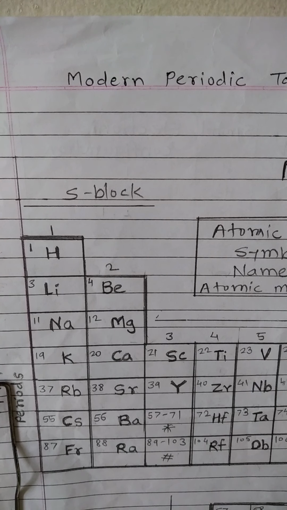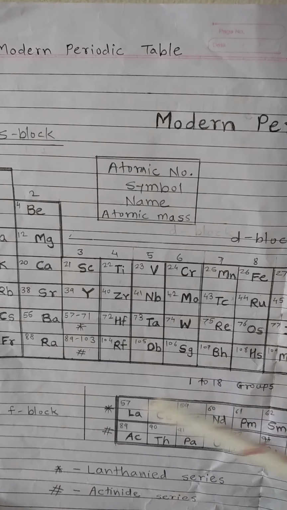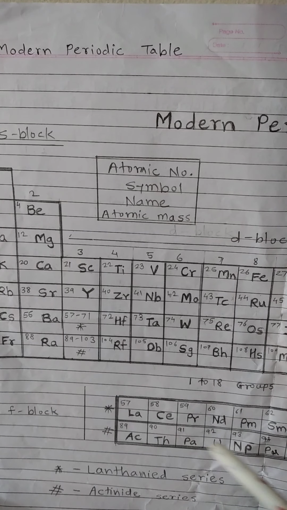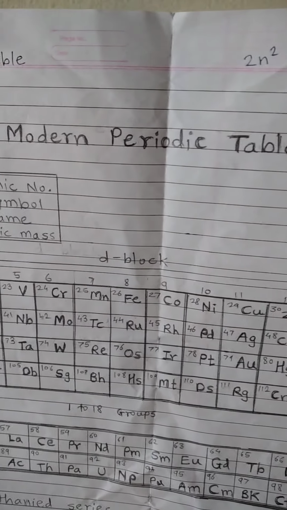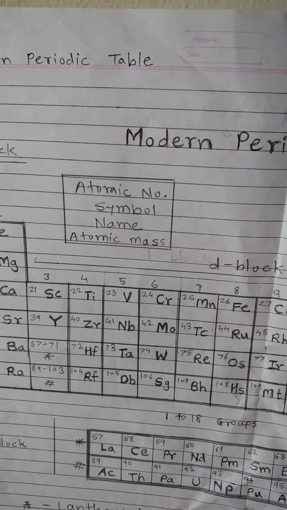So there are 4 blocks. In the S block, groups 1 and 2 are present. In the P block, groups 13 to 18 are present. In the D block, groups 3 to 12 are present, and the F block consists of the lanthanide and actinide series. You see here, the lanthanide series and actinide series are present in the F block.